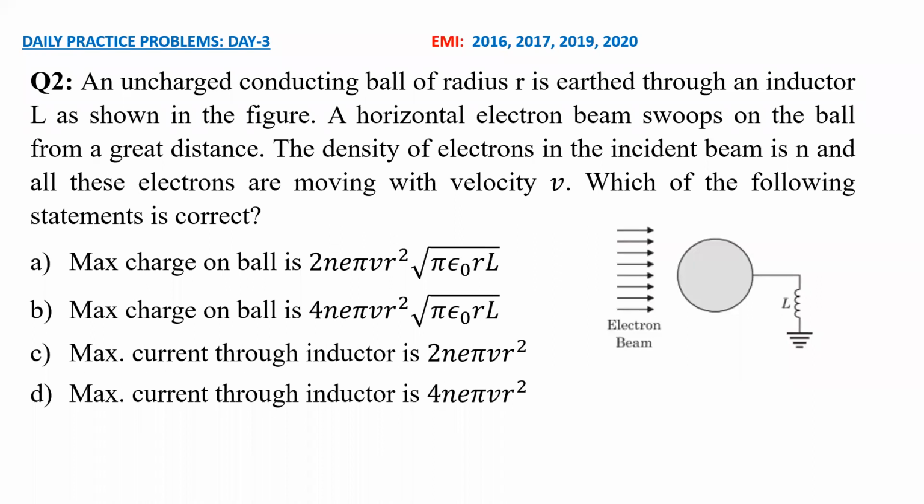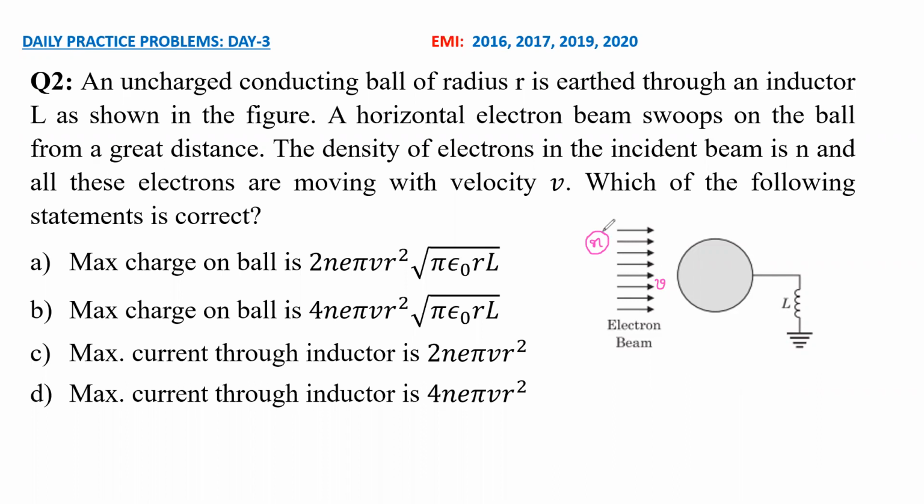Please read this problem by pausing the video and try to solve on your own, and then I will solve the problem. So guys, here there is an electron beam coming with velocity v, and the number density, that is the number of electrons per unit volume, is n.